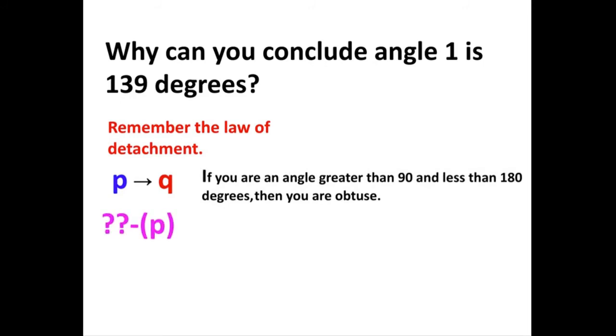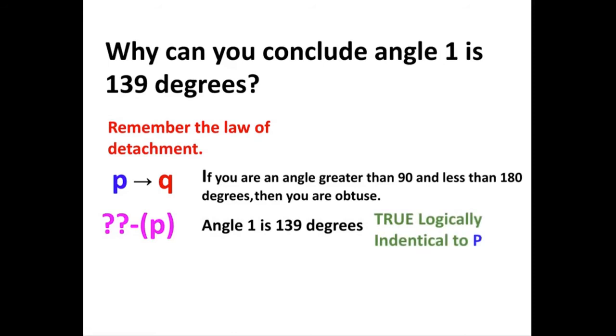And then our next statement here, P, angle 1 is 139 degrees. Well, the big important thing for you to remember is that was logically identical to the hypothesis that you started with on your original conditional. And since that's logically identical, I'm able to conclude the conclusion of that sentence, which is angle 1 is obtuse.